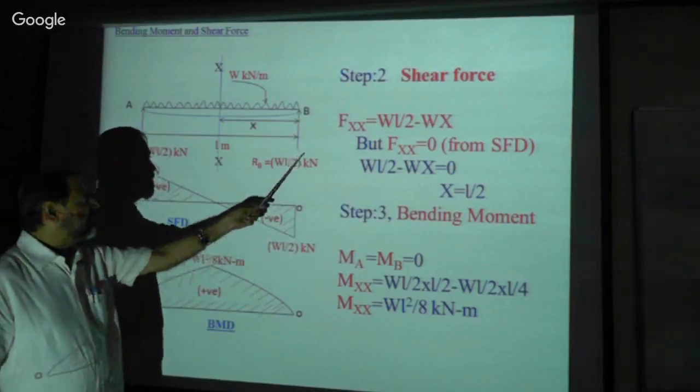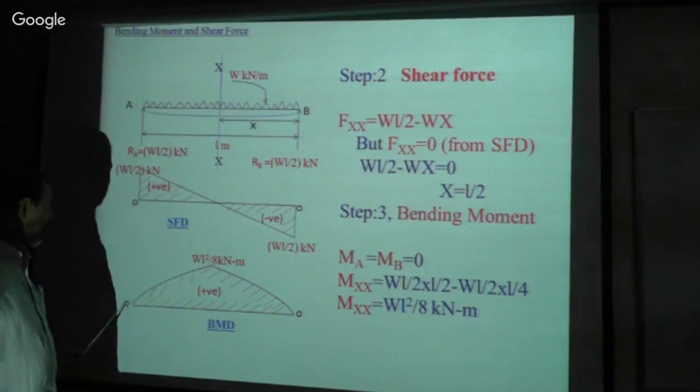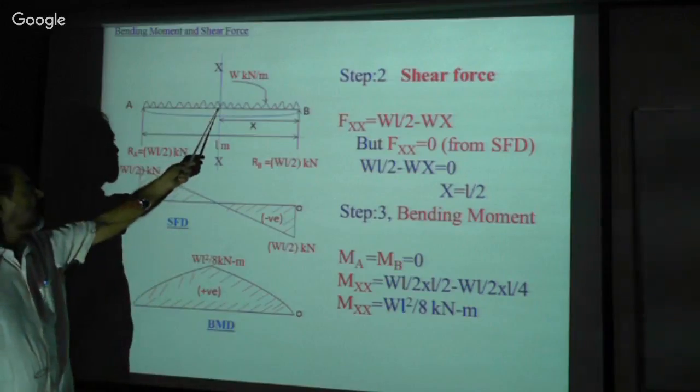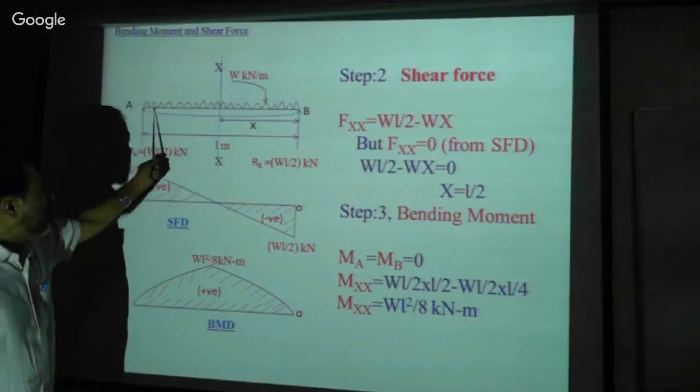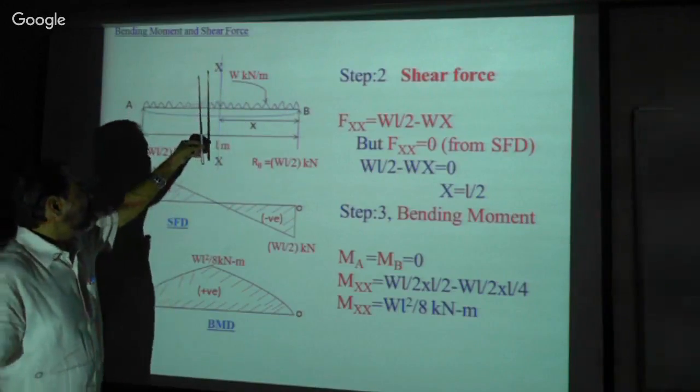Bending moment at A, because it is a simply supported beam, there is no moment. Bending moment is 0 because there is a support. And the critical point is the center, where the maximum force is acting. Now W into L is acting at the center. Therefore, bending moment at this point.